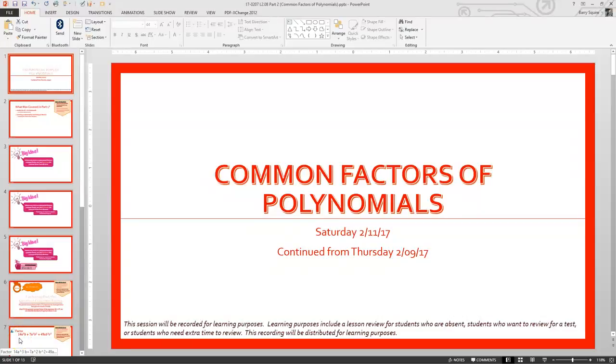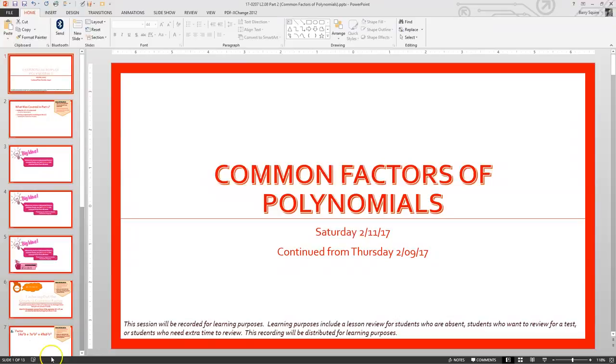Okay, last one that needs a second part. So this is the continuation of working with common factors of polynomials. And what that really means is a common factor of every term in the polynomial.